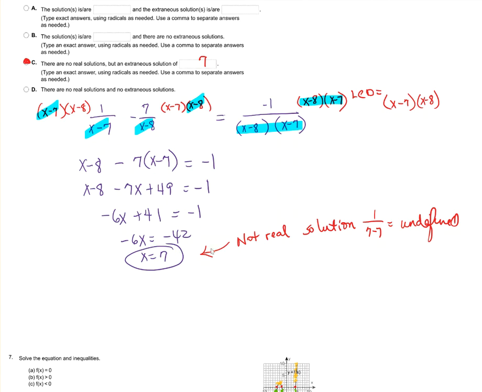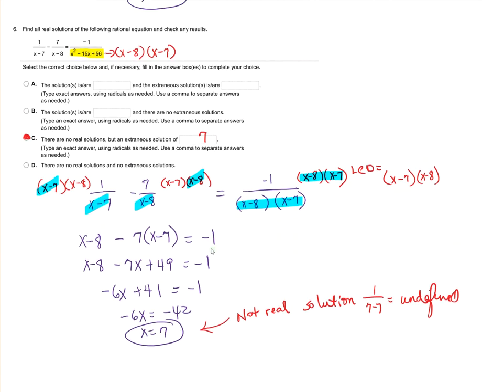Now, let's look at our original. If I put 7 in for this x, it's undefined. So that can't be a real solution. We did all our work and we came up with that. So there's not a real solution. So you'll choose C. There are no real solutions, but an extraneous solution of 7.